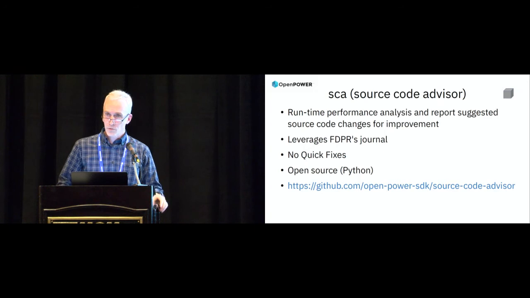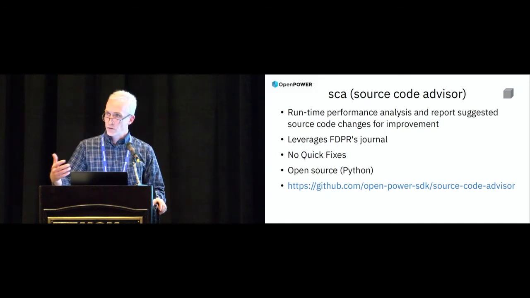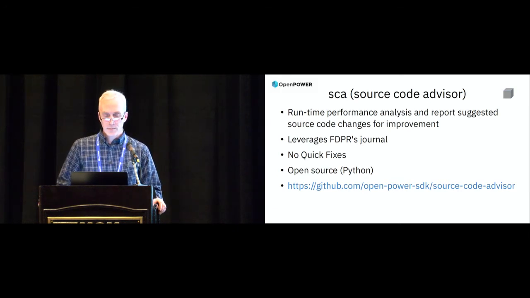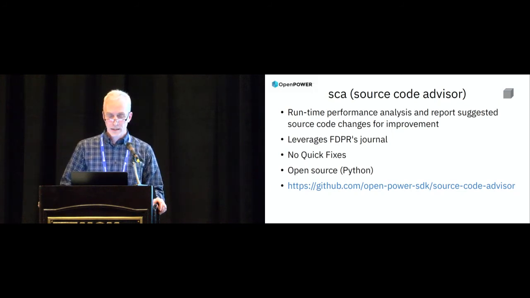This command line version of the Source Code Advisor, again, the very same technique, leverages FTBR, collects that journal, generates a very visual and very readable report. The command line version does not have the quick fix capability again, so again, this is a manual effort. These things are a work in progress.